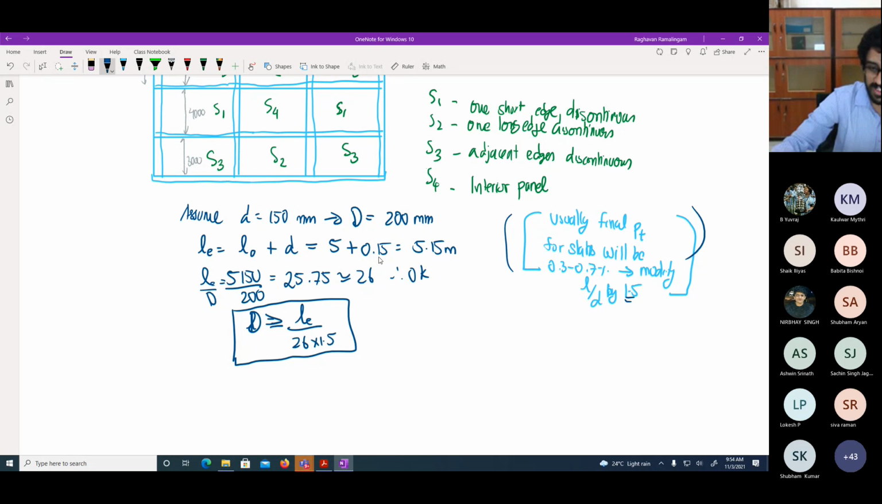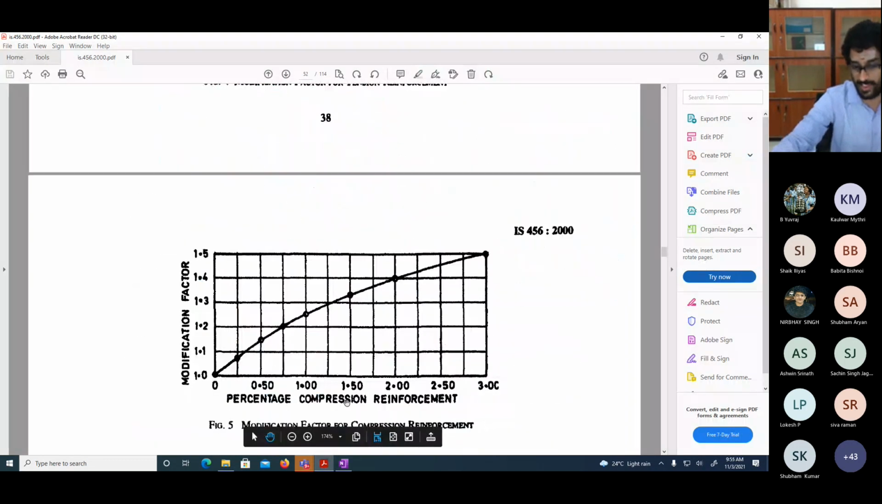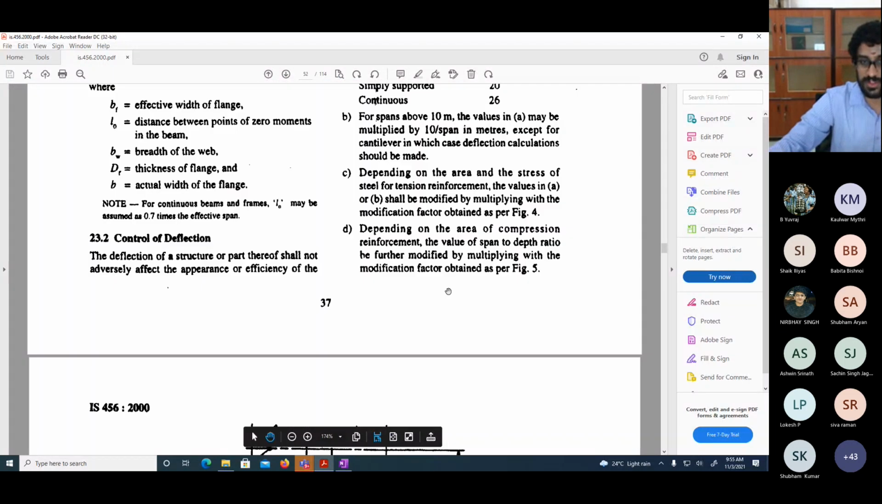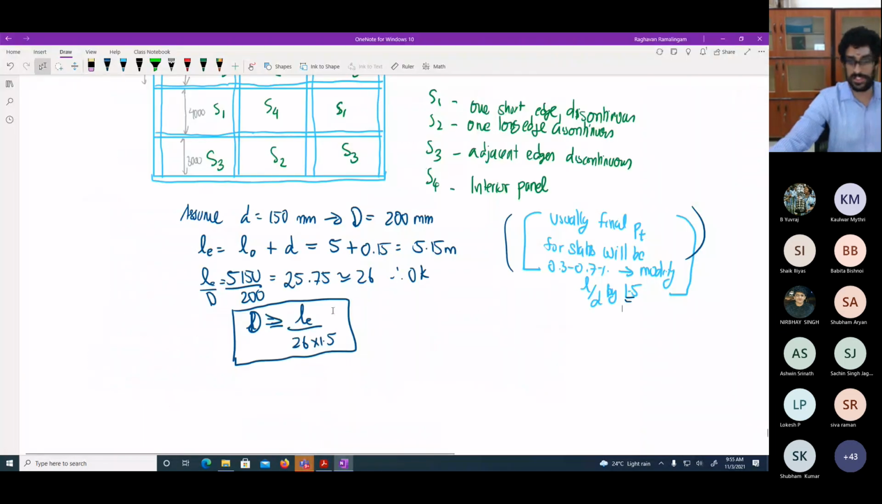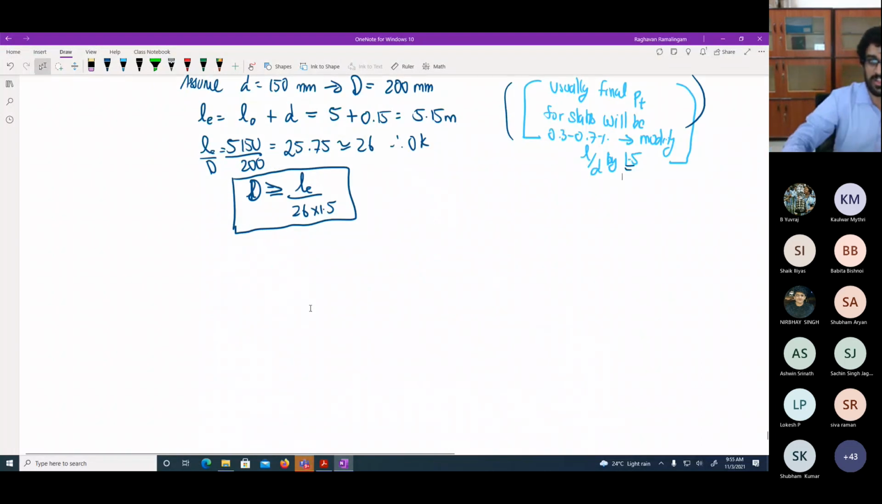So here we are seeing that it is greater than 26. Okay, 26 is the number which I showed above. This is a slab which has a continuous system, so I can use 26 itself. So I'm able to get this. Let me proceed with saying that D is 200 mm.